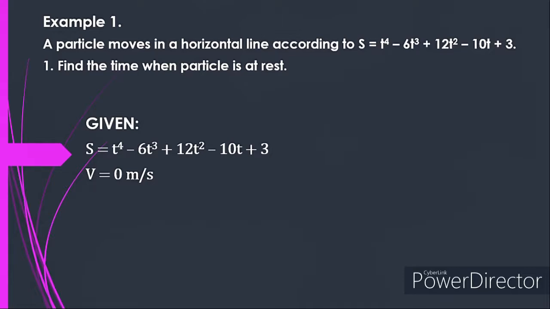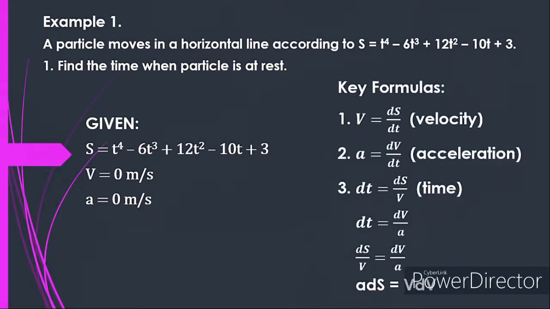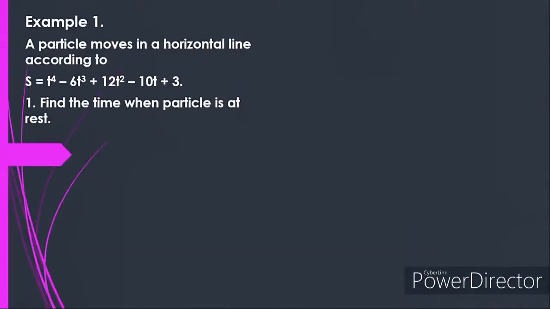So, ibig sabihin, pag at rest yung ating body o yung ating particle, wala siyang velocity and also wala siyang acceleration. Alright. So, looking back doon sa ating formula, v is equals to ds over dt, a is equals to dv over dt. So, ang hinahanap natin dito is time. Since given naman si velocity, given din si acceleration, so whichever doon sa dalawa ay pwede nating gamitin.